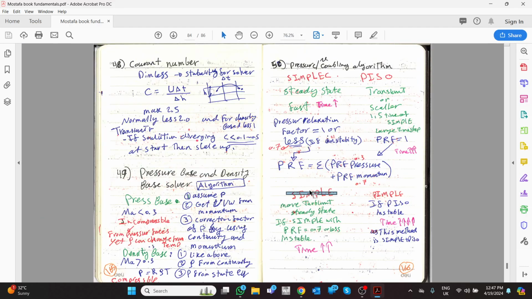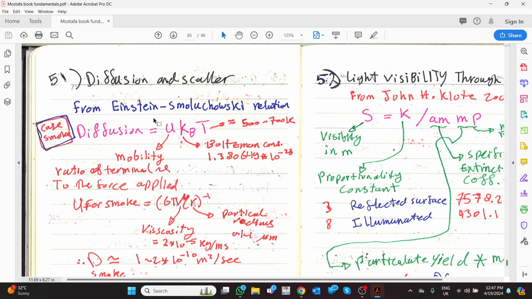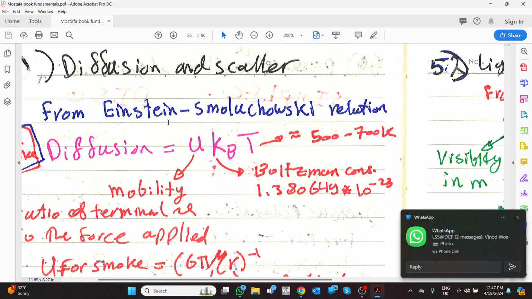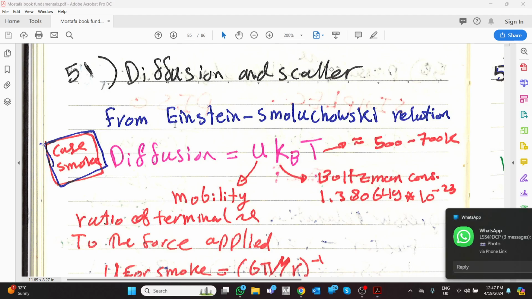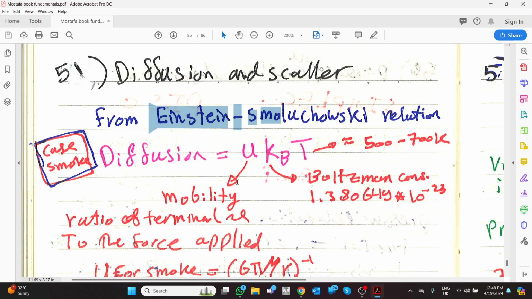Okay. Now we are going to discuss the diffusion and the scalar. From Einstein, it is a scientist, not our famous Einstein, it's another one. Relation is that the diffusion is equal to mobility multiplied by Boltzmann constant multiplied by the temperature in Kelvin equals diffusion.